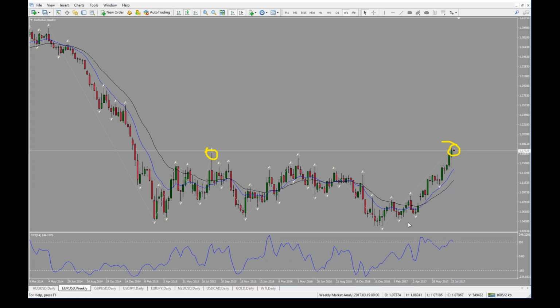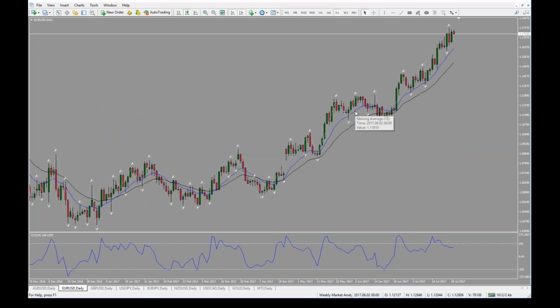So we're into new territory, and just as you can see that it can quite easily make a run like this, it can quite easily make a run like that. So sometimes when we think, oh, it's gone far enough, I should sell it now, it's not a logical way to think, and it just does not make sense.